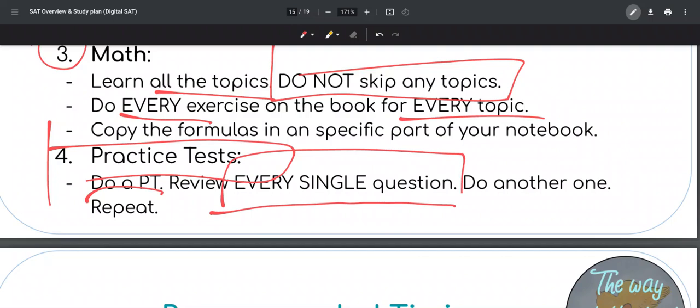Why? Because you may get a question correct by just having guessed, and you want to check it to know exactly what the reasoning behind the answer is. In math, it also happens that you may get the right answer by doing the right procedure, but then you may have taken too long, or you may have done too many movements before actually reaching the answer. So you want to review every single question so you can improve both your timing and your reasoning.